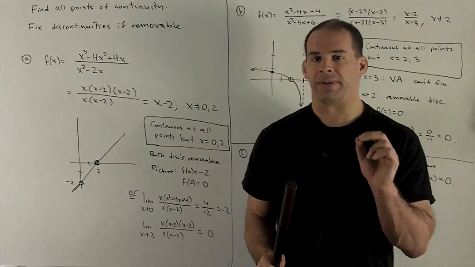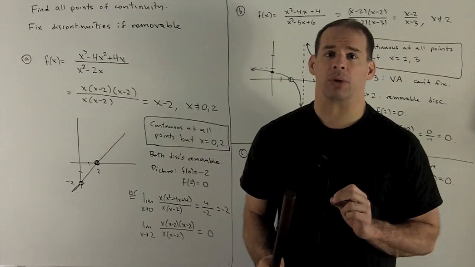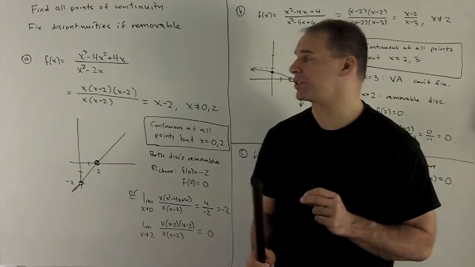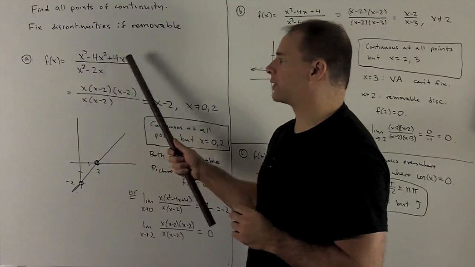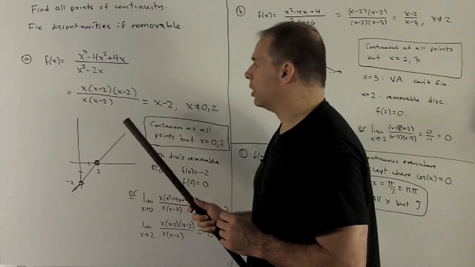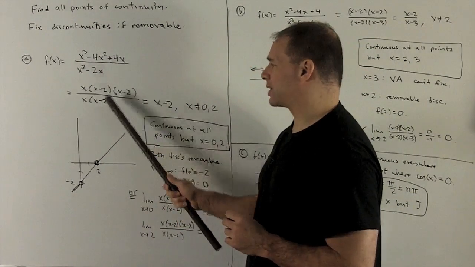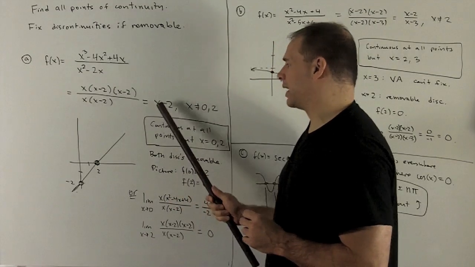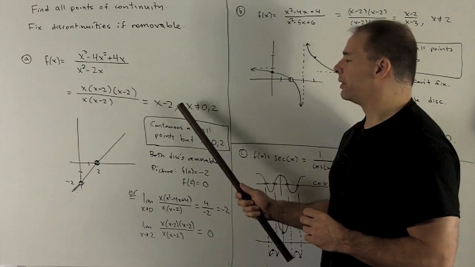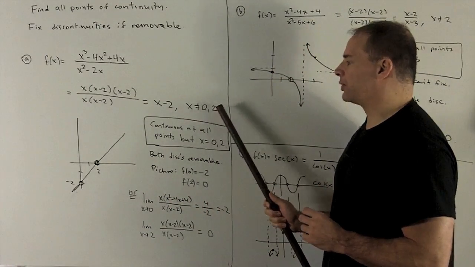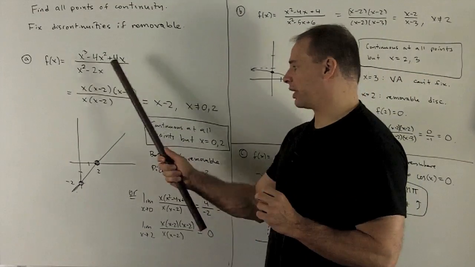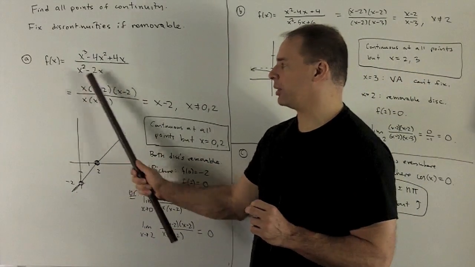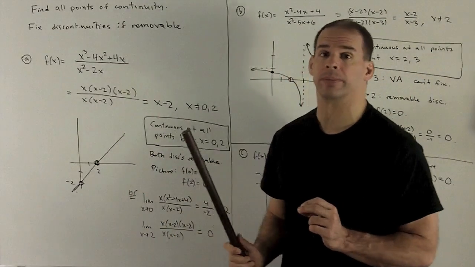Now, we've got to figure out whether those discontinuities are removable, and if so, how do we fix them? So what I'll do is factor the top and the bottom, and then we're going to notice the x's go away, the x minus 2 goes away, and I'm just left with an x minus 2. For the equation, I have to throw away 0 and 2 from the domain. Otherwise, we're looking at a different function because we're not allowed to put 0 and 2 into the original.